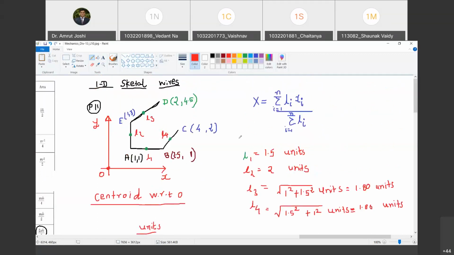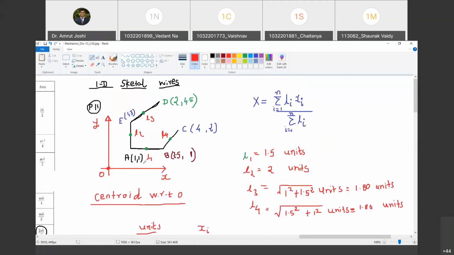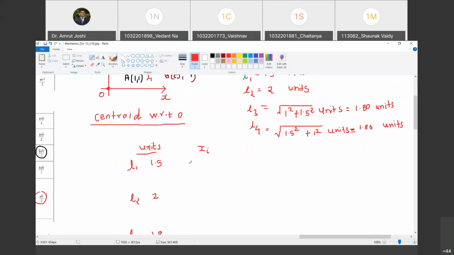Now, how do I locate xi? So L1 का centroid कहाँ पे रहने वाला है? बताओ मुझे. It is going to be at the midpoint of this. So it is going to be at the distance, this distance is 0.75. And what is its distance from O then? 1 plus 0.75, 1.75. So it is going to be plus 1.75.